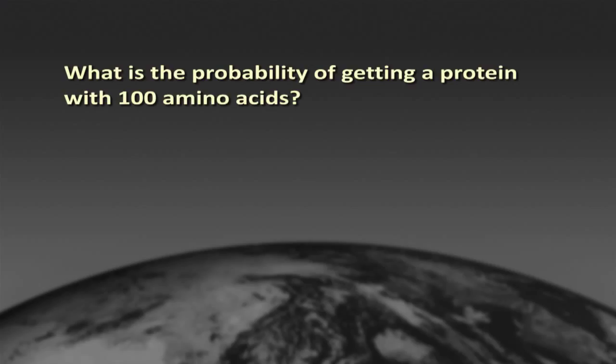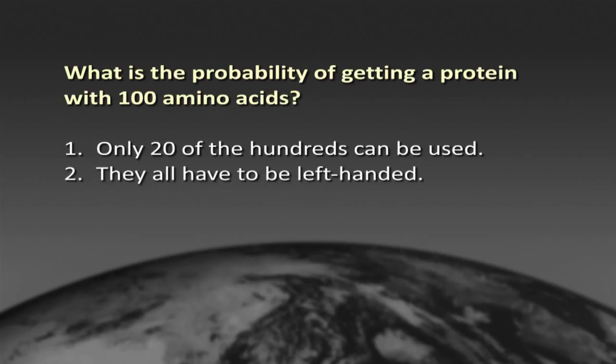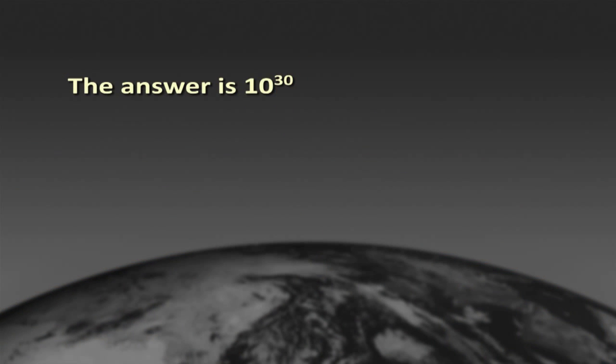Now remember, only 20 amino acids out of the hundreds are used in life. They all have to be left-handed, and they all have to be in the right order. All those add to this probability. So again, what is the probability of getting 100 amino acids, and these all have to be the 20 used in life and all left-handed? Well, just to give you the answer, that probability is 10 to the 30th power.